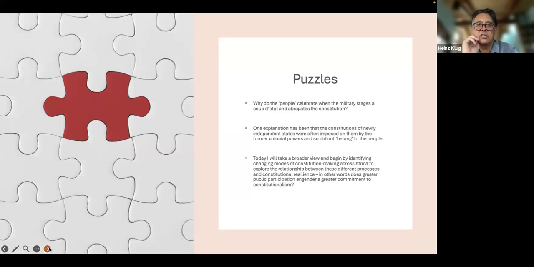So the puzzle is why do people celebrate when the military stages a coup d'etat and abrogates the constitution? One explanation is that constitutions of newly independent states are often imposed on them by the former colonial powers and so do not belong to the people. I want to take a broader view today and begin by identifying changing modes of constitution making across Africa to explore the relationship between these different processes and constitutional resilience. In other words, does greater public participation engender a greater commitment to constitutionalism? That's the question I'm trying to grapple with. Next slide, please.